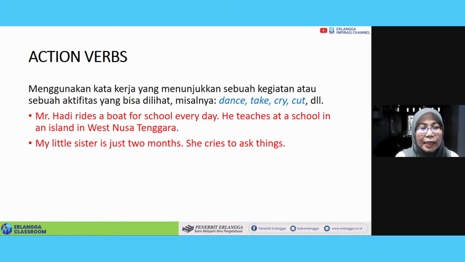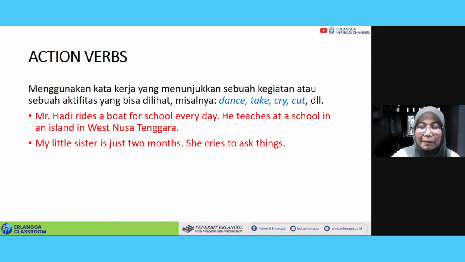Kalimat kedua, my little sister is just 2 months. She cries to ask things. Umurnya baru 2 bulan. So, she cries to ask things. Dia menangis kalau minta sesuatu. Okay. Because the only thing she can do, or a baby can do, is crying, right? Oke, sampai sini semoga sahabat Erlangga paham ya.